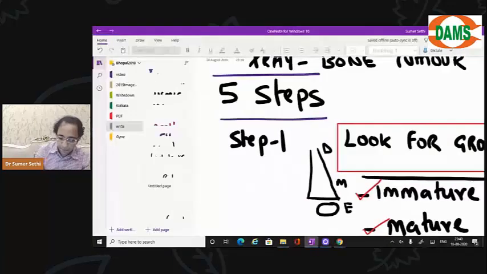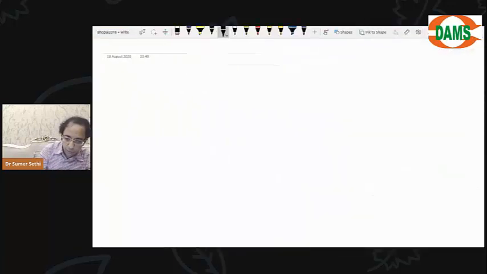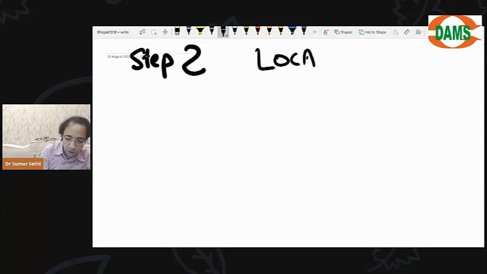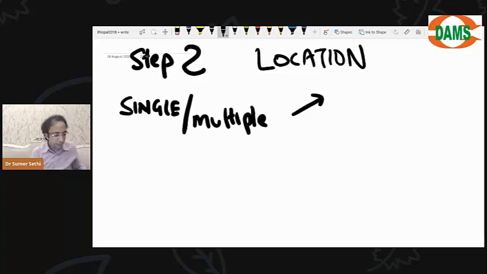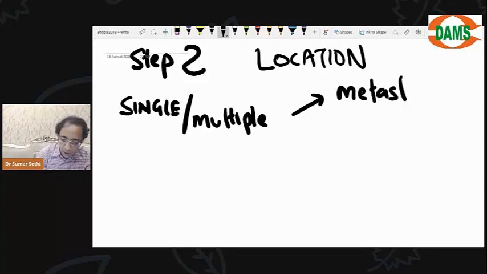Very good. Now, step number 2. कितने total step बताए मैंने? 5. Now we are at the step number 2. Step number 2 is location. Okay. Location में, first thing you need to tell me is, are you looking at a single lesion or multiple lesions? Is the tumor that we are looking at, is it single or multiple? बेटा बताओ. अगर multiple है तो क्या हो सकता है? It could be metastasis. It may not be a primary tumor, it could be metastasis.